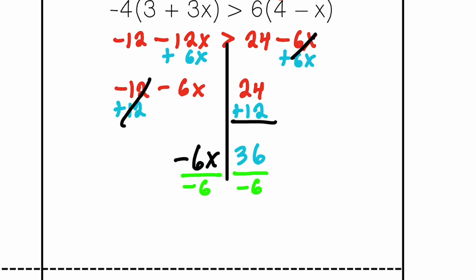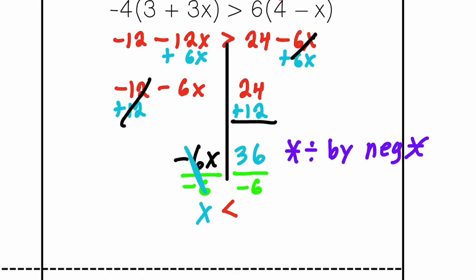Whoa, whoa, whoa. Hey guys, again, we are dividing by a negative. Oh man, you guys probably definitely heard that one. Again, when we divide by a negative, be careful. That means that my greater than sign is going to turn into a less than sign. Negative 6 divided by negative 6 goes away, and I'm left with x is less than. Again, we flip that sign. 36 divided by negative 6 is going to be negative 6.